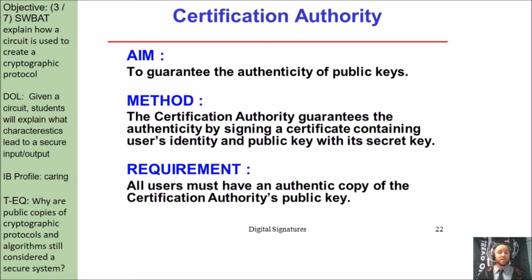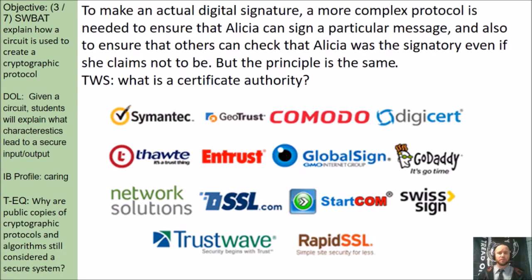In order to get this certification authority to agree with what you're doing, all users must have an authentic copy of the certificate authority's public key. To make an actual digital signature, a more complex protocol is needed to ensure that Alicia can sign a particular message, and also to ensure that others can check that Alicia was the signatory, even if she claims not to be. But the principle is the same. So your think, write, share here is, what is a certificate authority?